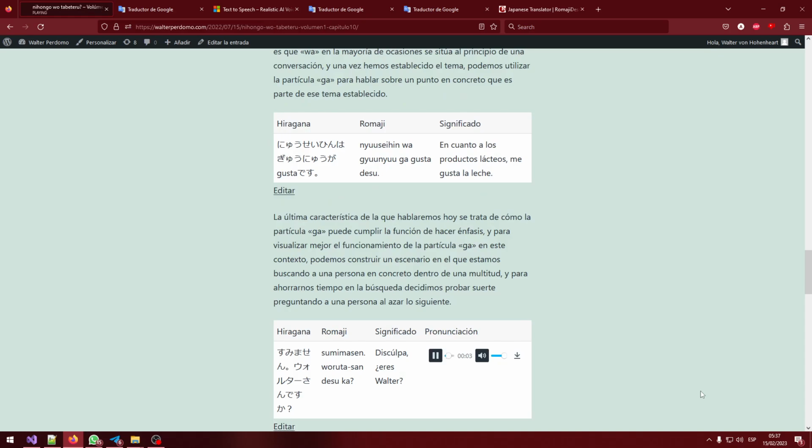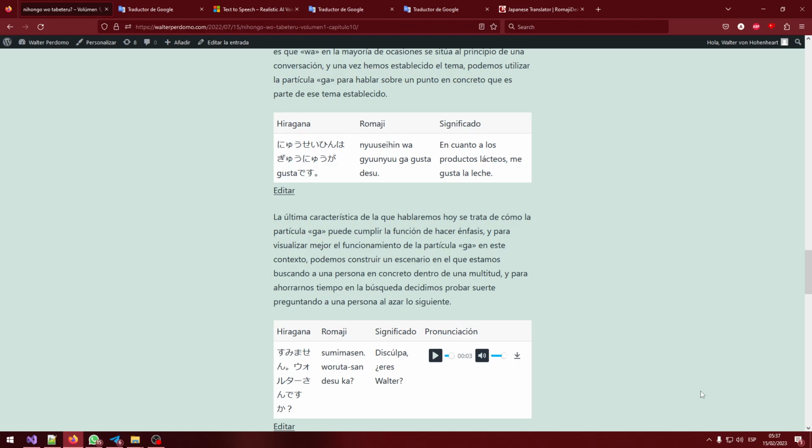すみません。ウォルターさんですか? I don't have a recording for this. I have the recording, but I forgot to replace the placeholder. Sorry. But yeah. すみません。ウォルターさんですか? Excuse me, are you Walter?